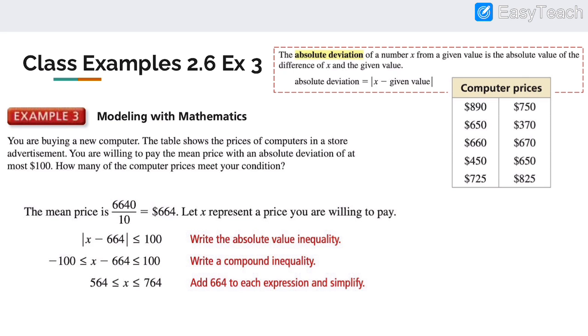Meaning that 890 you would not be able to do. 750 would, 650 would, and the 825 here you'd be willing to do. You also would not be willing to do the 450 because that would not fall in there, or the 370. So those other 6 prices in the 600s and the 700s you would be willing to pay for it.